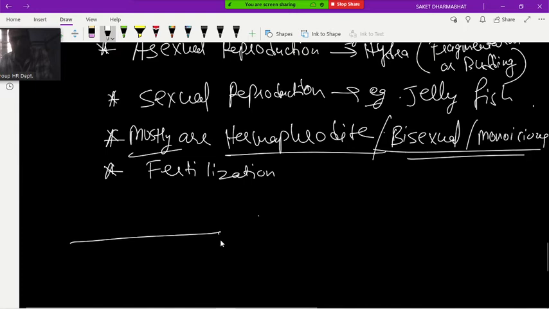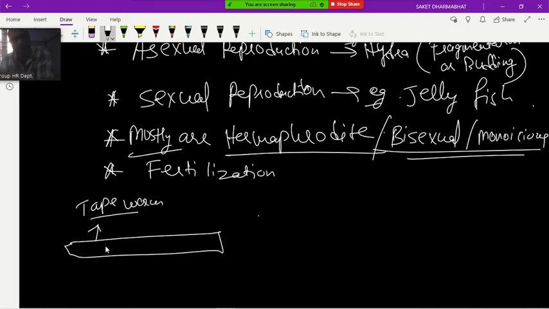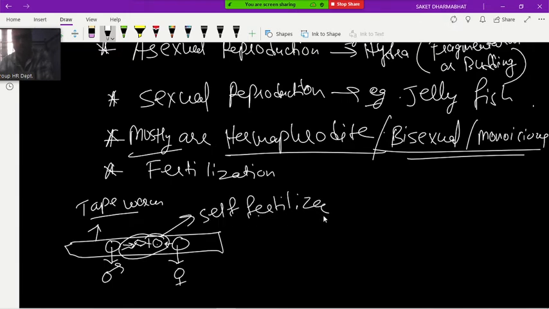In tapeworm, suppose this is the worm. Both male sex organ and female sex organ are found in the same individual. The male sex organ will produce male gametes, sperm, and the female will produce ovum. This sperm and ovum fuse inside the same body. This is called self-fertilization.